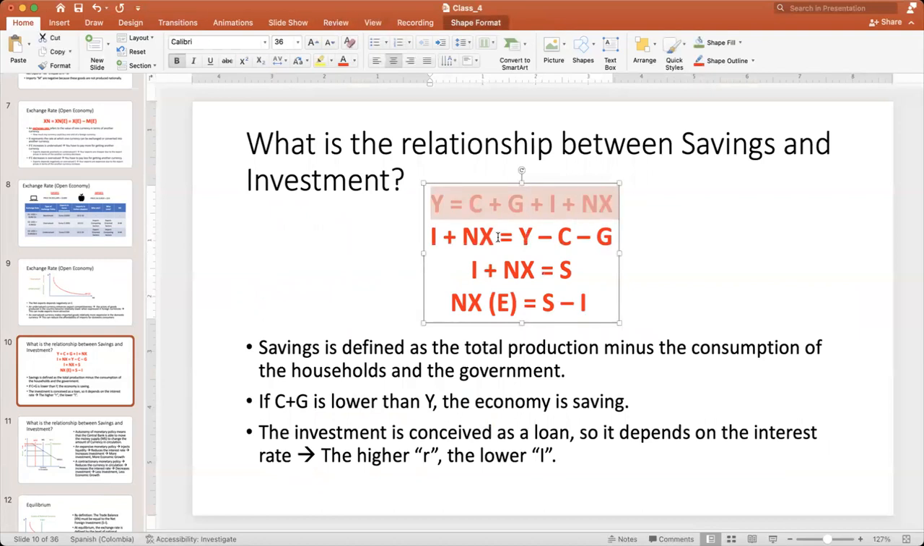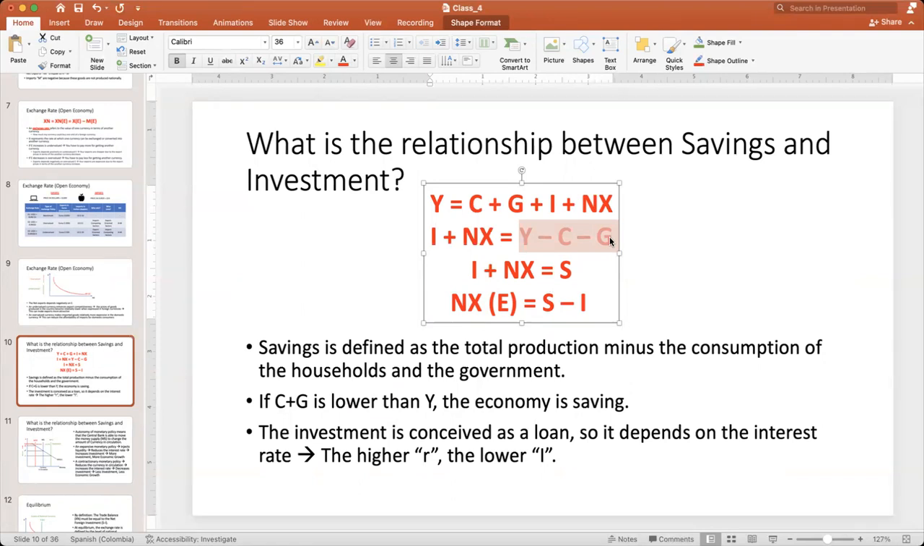So if we solve for net exports from this macroeconomic identity, we get that net exports are equal to saving minus investment. What is saving in an economy? Well, saving is defined as the total production, which is Y, the GDP, minus the consumption of the households and the consumption of the government. This is the saving.